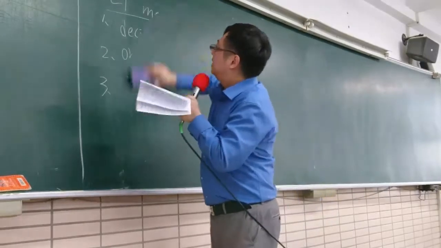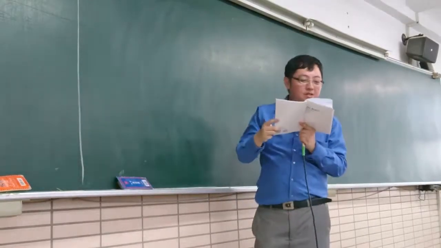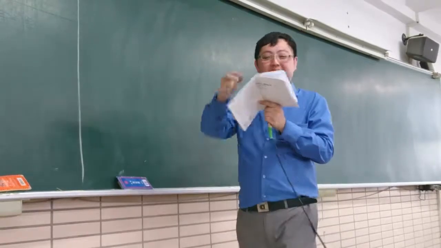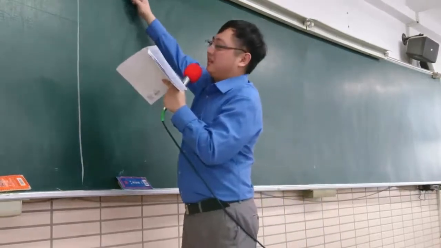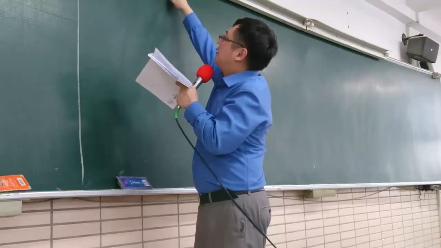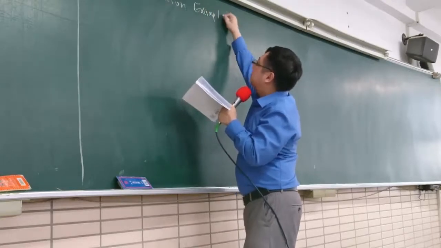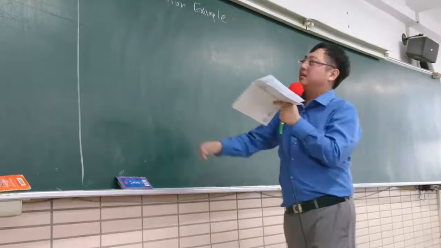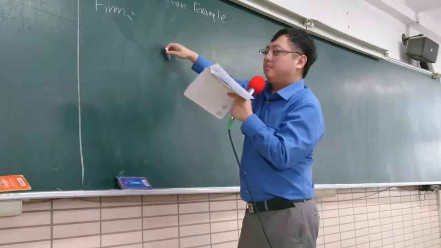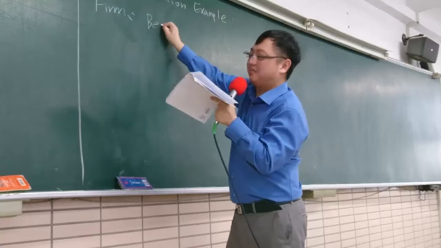Now we will, let's see example that is formal. 正式来看一个例子 formal example. This example is maximization. There's a firm, a company. The name is Beaver Creek. If you have textbook, you can see this example.